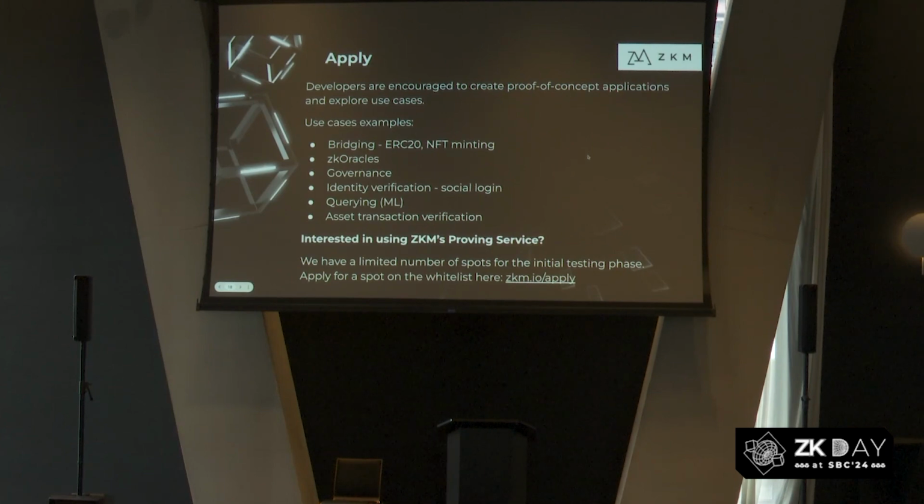And for the applications and use cases, we aren't just limited to on-chain actions like with our ERC20 mint. We encourage developers to try out your own proof of concept applications depending on what you're interested in. If you are interested in using the proving service specifically, we have a limited number of spots available on our whitelist for this initial testing phase. So if you are interested in using it, be sure to go to zkm.io/apply to apply for a spot.